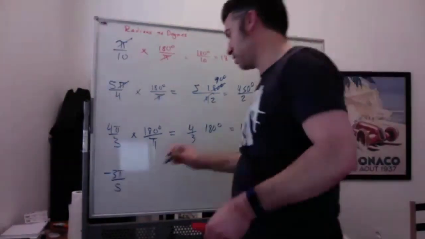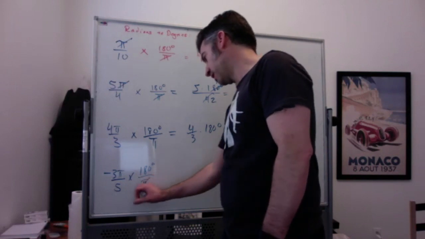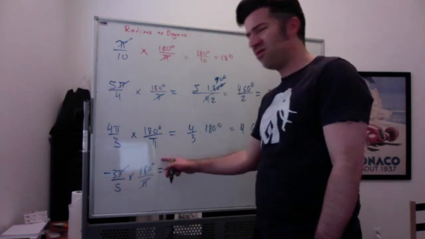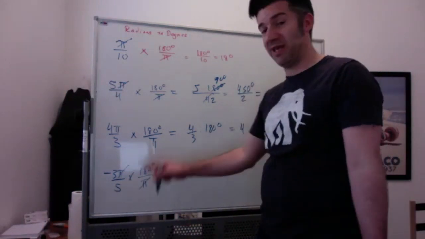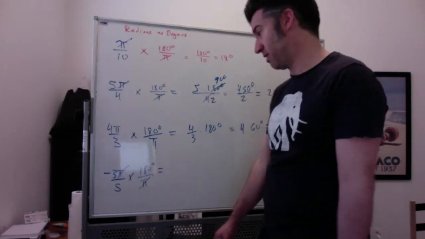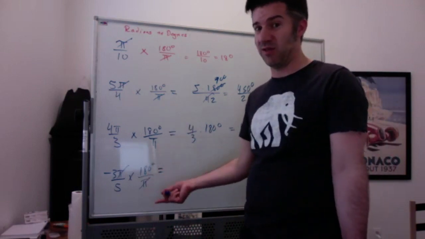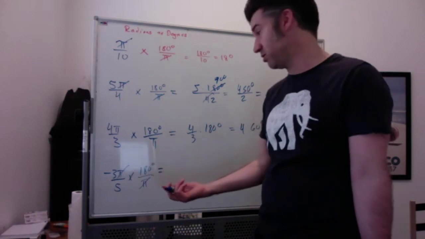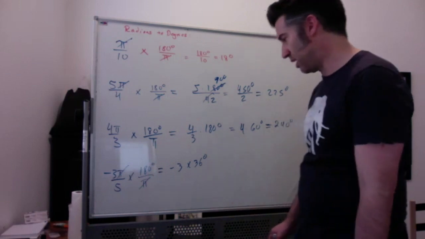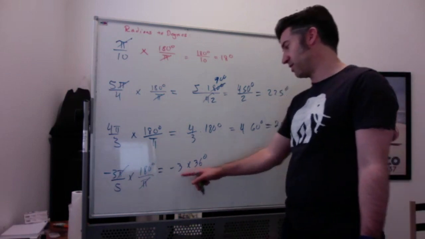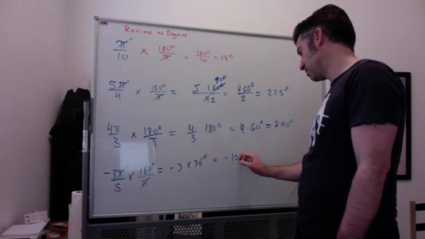This one would end up being negative 3 pi over 5 times 180 degrees over pi. Pi's cancel. What's 180 divided by 5? I'm not good at dividing by 5, but I am good at dividing by 10. 180 divided by 10 is 18. But I divided by twice as much as I should have, so I need to multiply back by 2. So 180 divided by 5 is 36. That's going to be negative 3 times 36 degrees. And 3 times 36 is 90 plus 18, which is 108. This is negative 108 degrees.